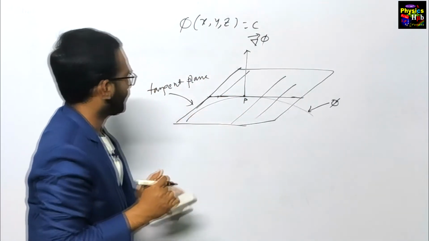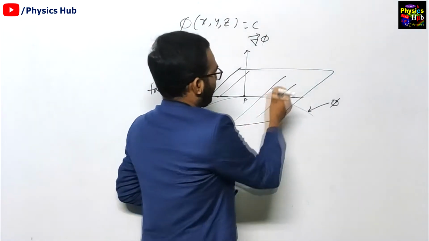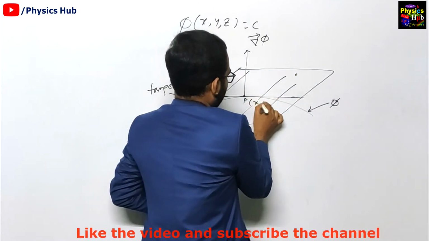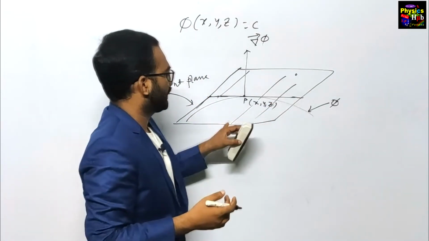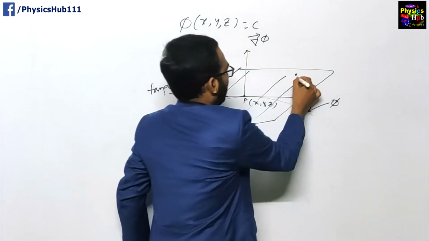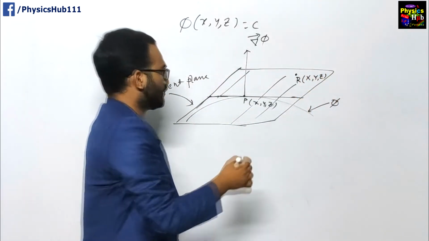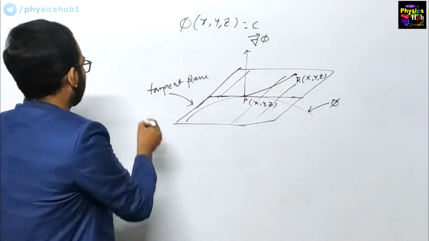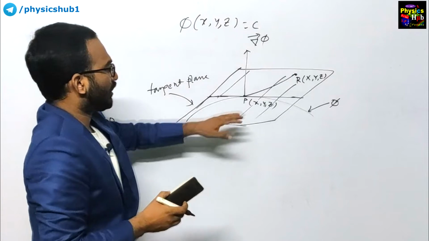Now if you want to find out the equation of this tangent plane, what you can do, you can take a point here, let's say, and let's say the coordinate of this point P is small x, small y and small z, and we are considering another point on this tangent plane. Let's say this is R, which is situated at capital X, capital Y, capital Z. Now if you join these 2 points, the line PR, this line will be on the tangent plane.